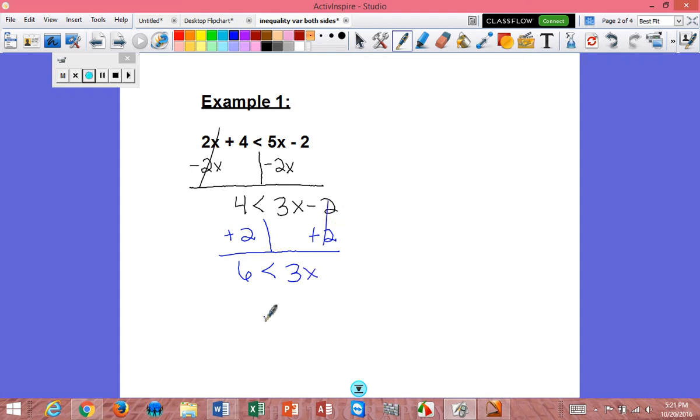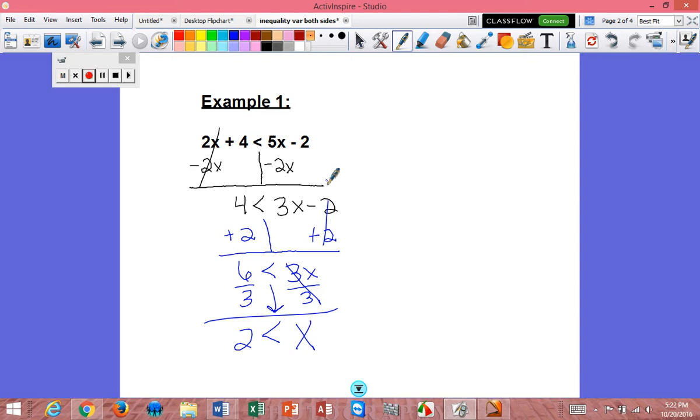So this is the step where you really want to be careful. We know that we're going to have to divide by 3 on each side. This is a positive 3, so since it's positive, we can leave our symbol exactly the way that it is. So 6 divided by 3 is 2. And on the other side, we are left with 1x.